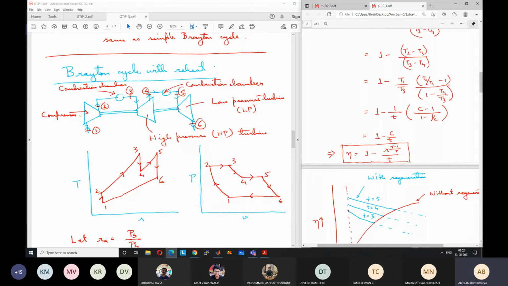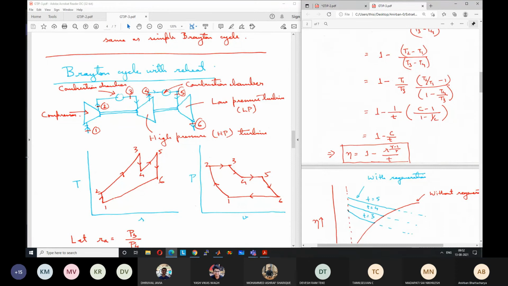Then there is a second turbine in which further expansion occurs and the combustion products go out at a pressure equal to atmospheric pressure, ambient pressure. The first turbine is known as the high pressure turbine or HP turbine. The second turbine is known as the low pressure turbine or LP turbine. So the total pressure change from point 3 to point 6 is equal to the pressure increase in the compressor.